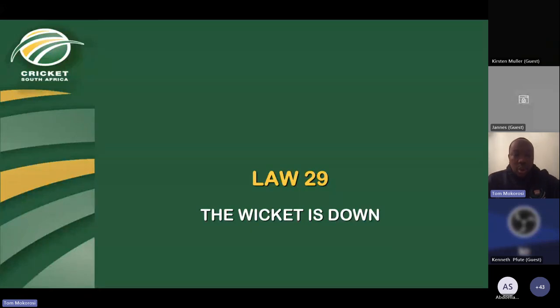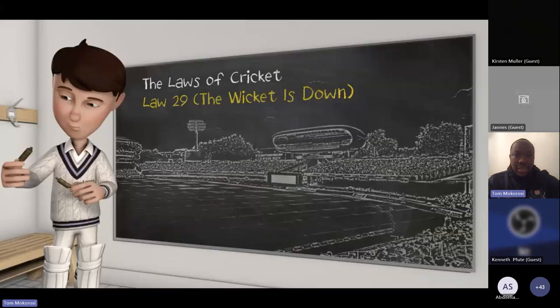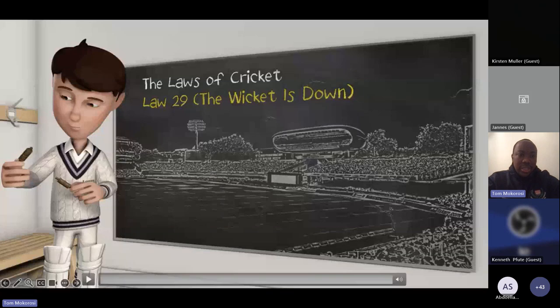That is Law 28, the fielder done. Now we move on to Law 29, the wicket is down. What does the law mean when they say that the wicket is down? Let us watch a video to explain this concept.